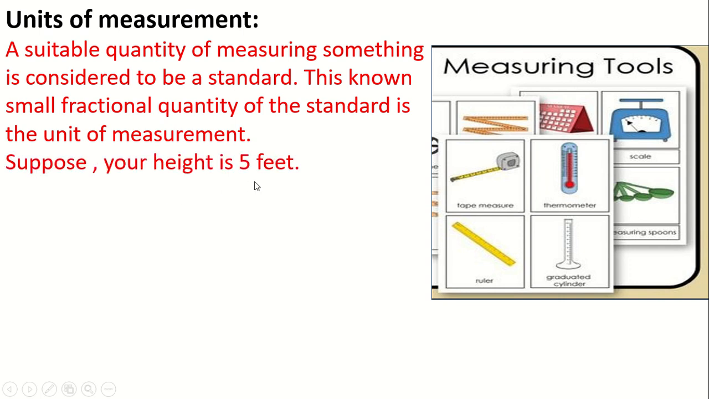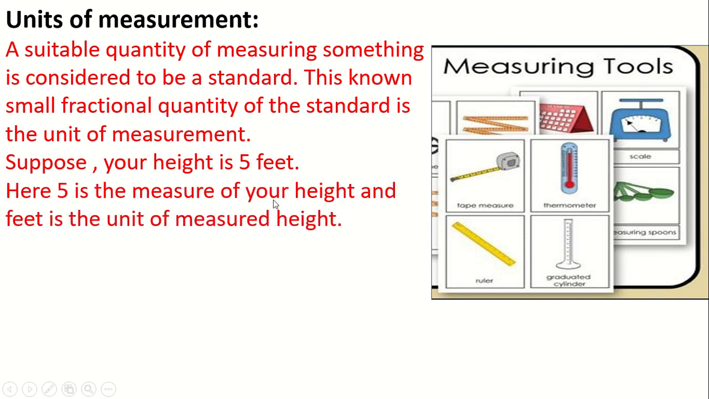Suppose your height is 5 feet. Here 5 is representing what? 5 is the measure of your height and feet is the unit of measured height. So here feet is the unit. That means by measurement we express two things, one number, another unit. That means unit is too much necessary for representing any measurement.